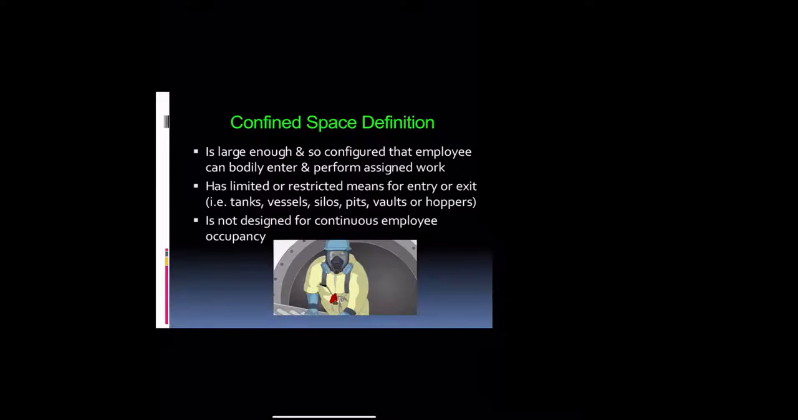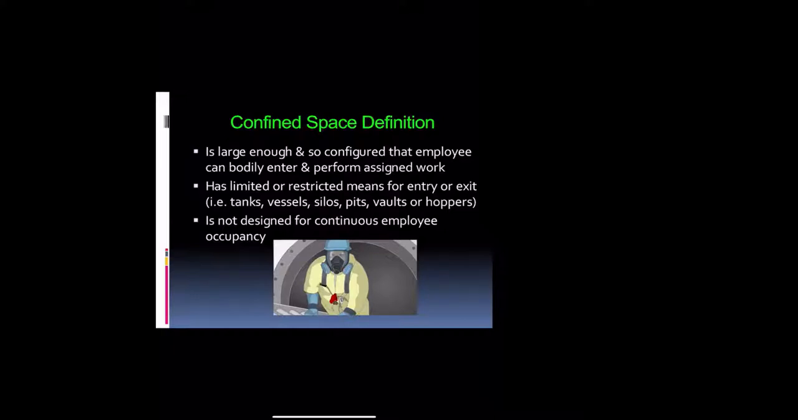Picture yourself in a room that had 10 doors, but if all 10 doors are on one side of the room and that wall's on fire, you're still out of luck, right? So limited or restricted. Restricted could actually mean the size of the opening. You can be in a giant honeycomb that had 100 holes, but if the diameter of the hole was only 12 inches, it's restricted for certain workers to access and get in and out. Therefore, it's considered limited or restricted.